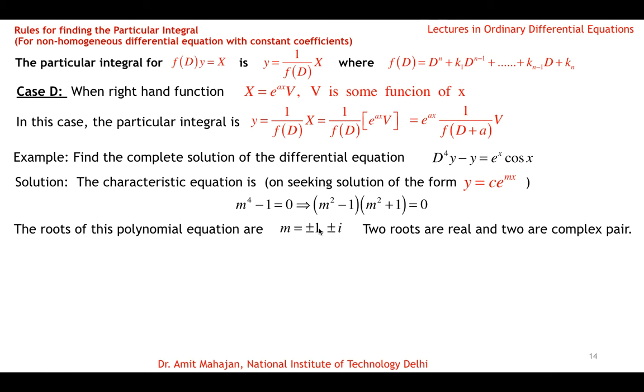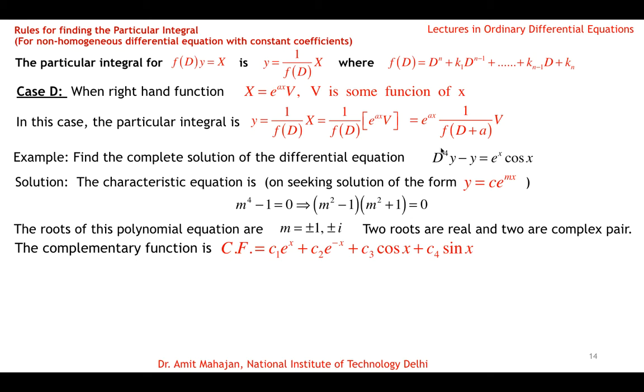So two real distinct roots and one complex pair. So the complementary function will be c1 e power x plus c2 e power minus x because of these two roots, and for the complex pair, c3 cos x plus c4 sin x. So we can easily write this: c1 e power x, c2 e power minus x for the two real roots, and c3 cos x plus c4 sin x for the complex pair root. The particular integral is 1 over operator.